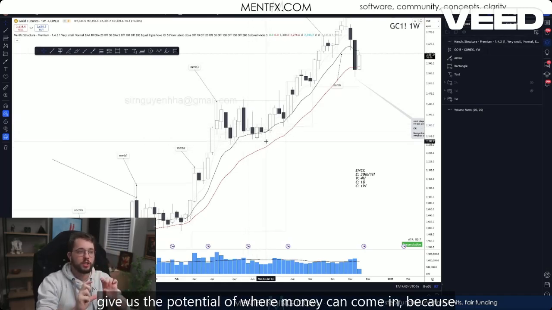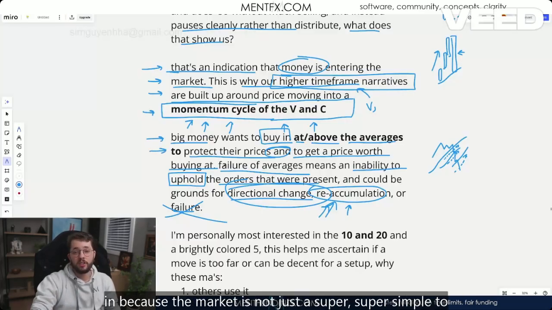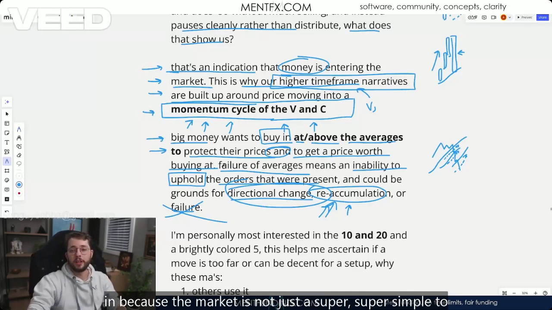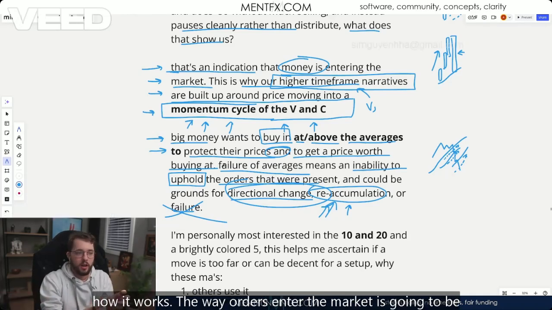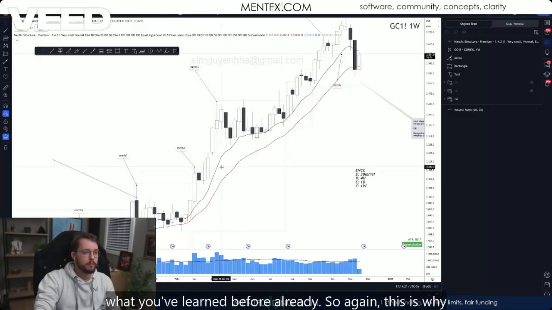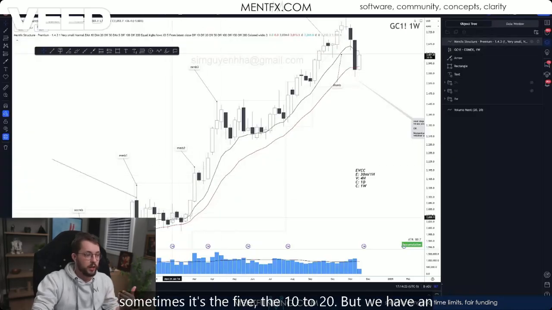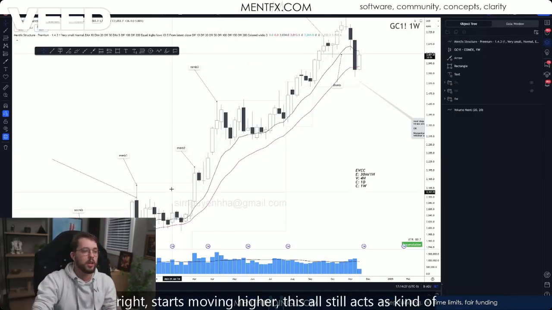to give us the potential of where money can come in, because we're never 100% certain where the big money is going to buy in, because the market is not just a super, super simple to define area that people always come in, because that's not how it works. The way orders enter the market is going to be a little bit different every time. Think snowflake, think what you've learned before already. So again, this is why sometimes it's the 5, the 10, the 20, but we have an overall basis for that because of how the move occurs, right?